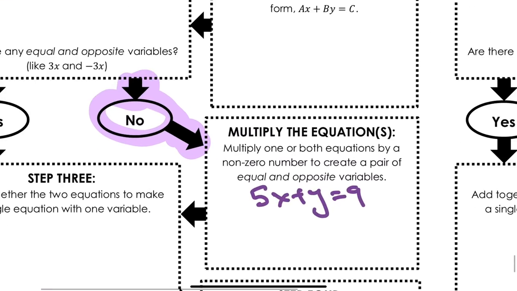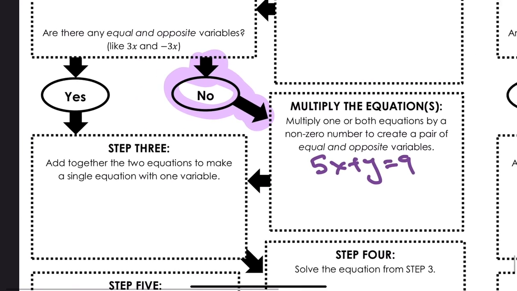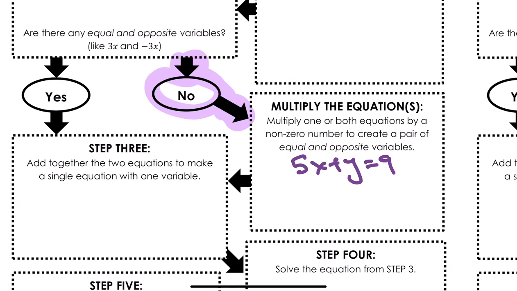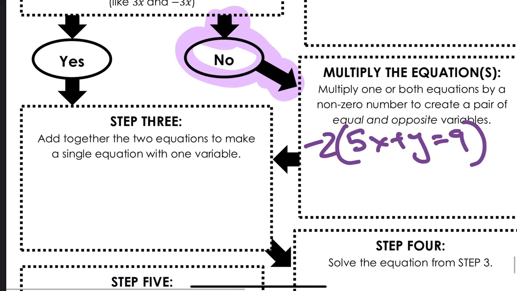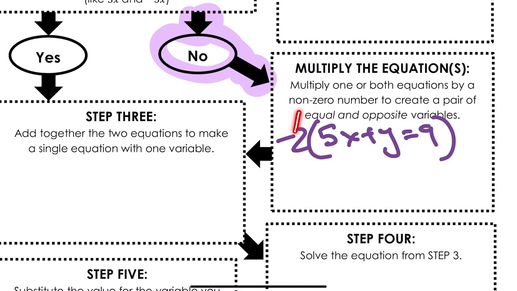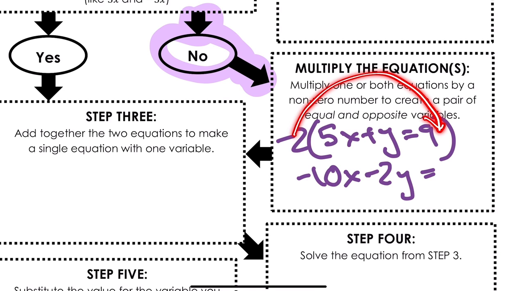All right, and we said that we wanted to multiply that by a negative 2. Okay, so let's do that. We got negative 2 times 5. That's going to be a negative 10x. Negative 2 times y, that's negative 2y. And then we have negative 2 times 9. That'll be a negative 18. All right, that is our new top equation.